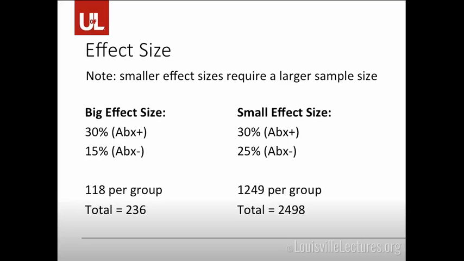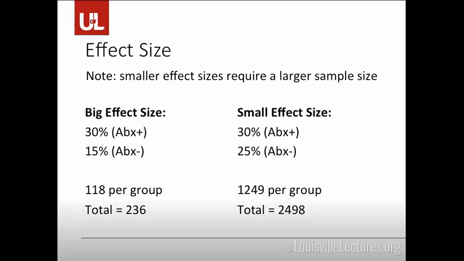So going back to the big and small effect size, a larger effect size requires fewer people, or excuse me, a smaller effect size requires more people. As you can see, with a difference of 15%, there's only 118 per group, whereas if you change it to 5%, it requires almost 10 times as much.